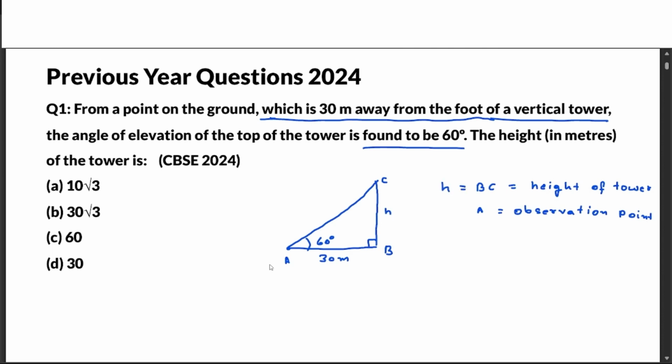First, the distance of the point of observation, AB, is given as 30 meters. And the angle of elevation, angle CAB, is equal to 60 degrees. Now we basically have to find H, the height of the tower.